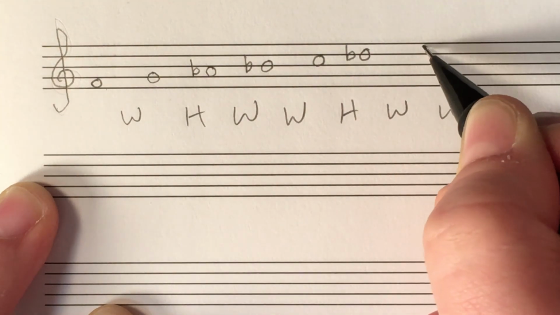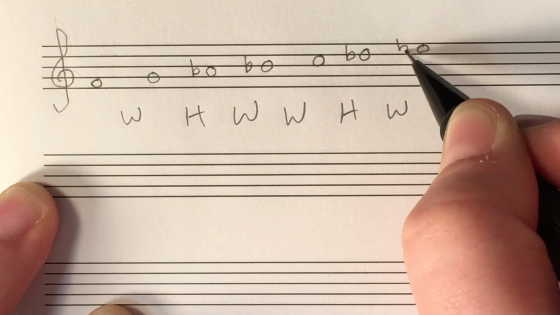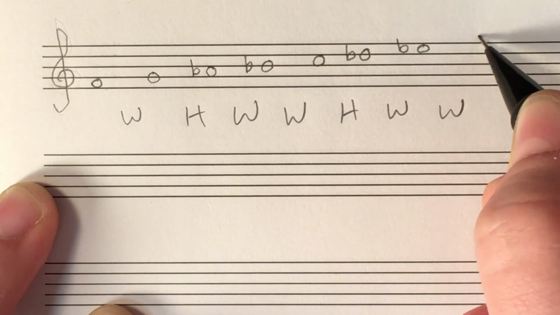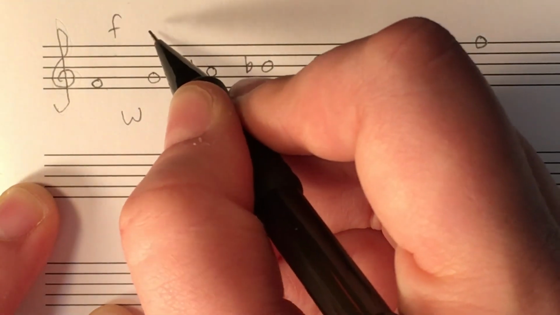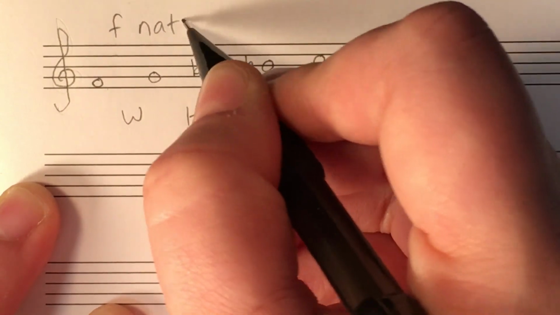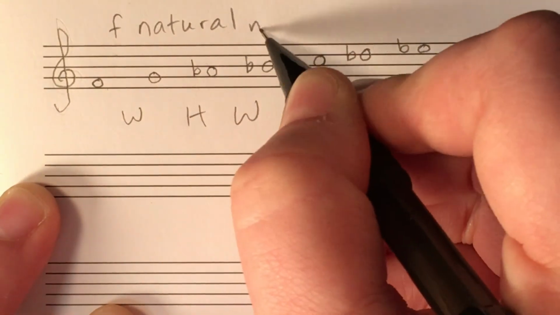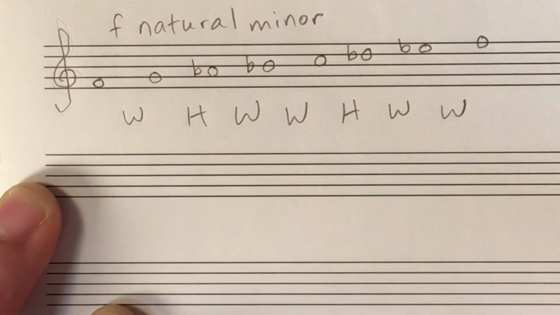D flat up a whole step is E flat, and E flat up a whole step would be F. So this is the F, well, notice I put it in lowercase letters for minor, F natural minor scale, okay? F natural minor. So again, that formula is whole, half, whole, whole, half, whole, whole. And that's how you build the natural minor scale.